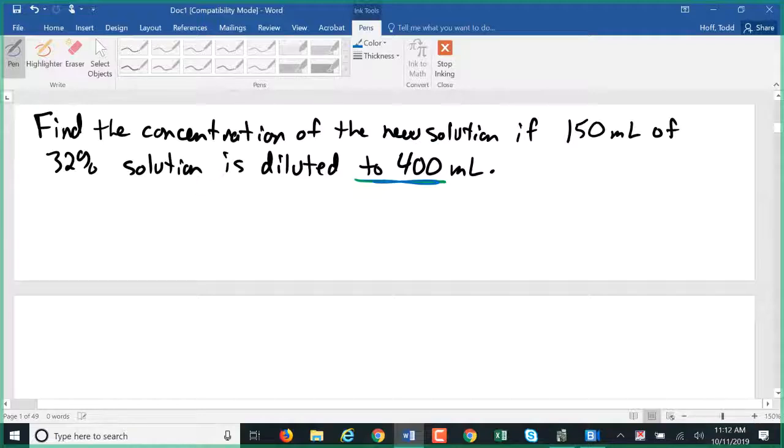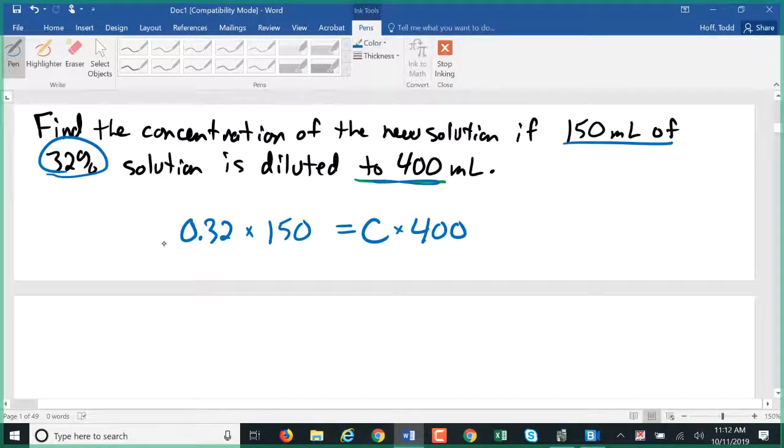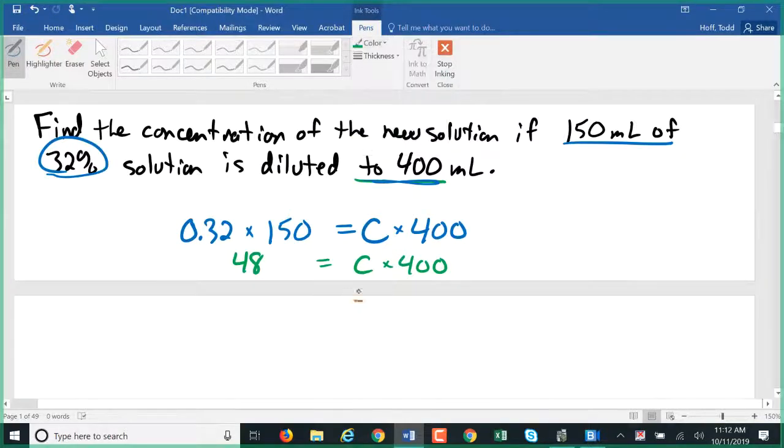So we have the starting concentration of 32%, times a volume of 150 milliliters, equals our new concentration, which we don't know yet, times our new volume of 400 milliliters. And now it's just some simple algebra to solve. 0.32 times 150 is 48. And then we solve for C by dividing by the 400.